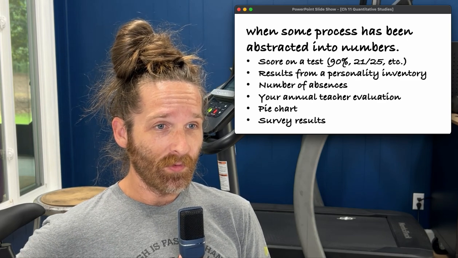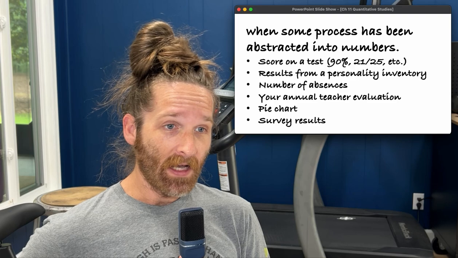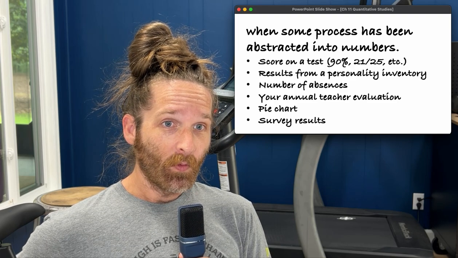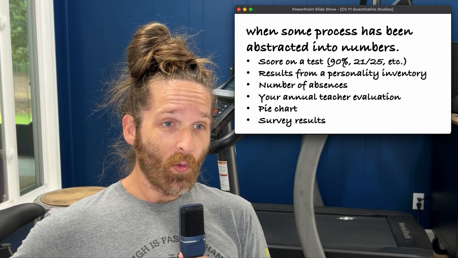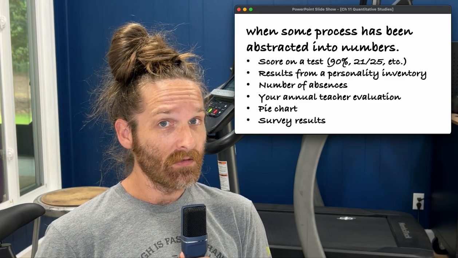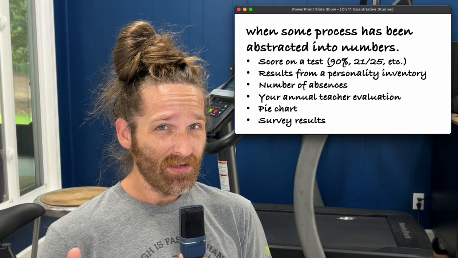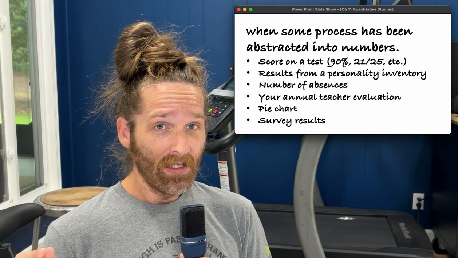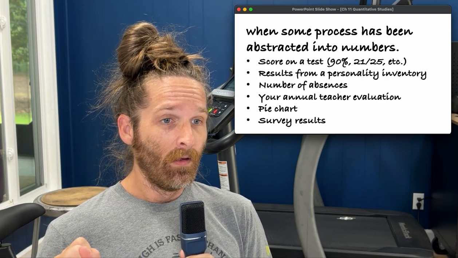So here are some examples of how you may quantify what you're interested in studying. So the score on a test, it could be a 90% or a 21 out of 25, or even an excellent or outstanding, provided there's a number attached to that. So an excellent might be a 5 on a scale between 0 and 5.